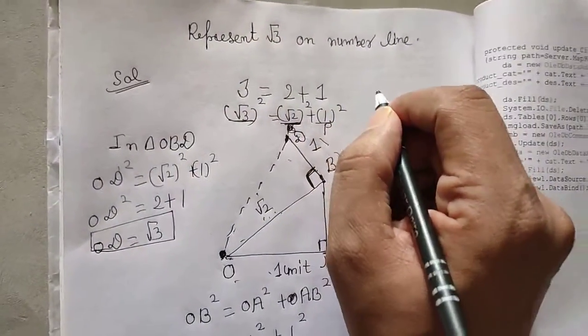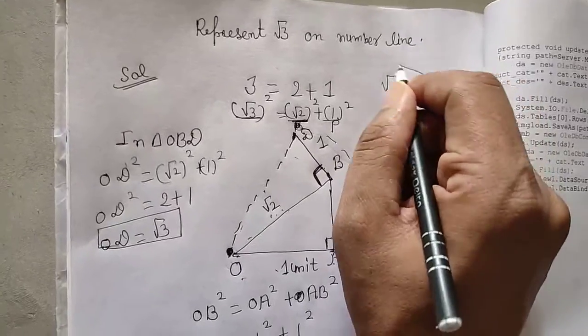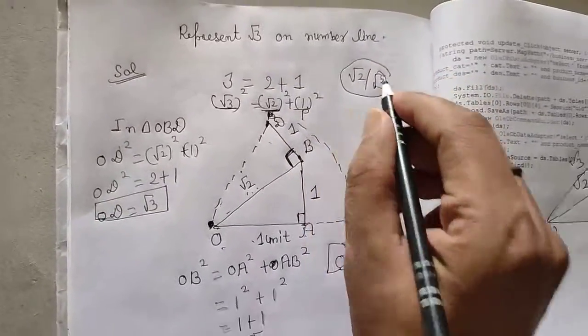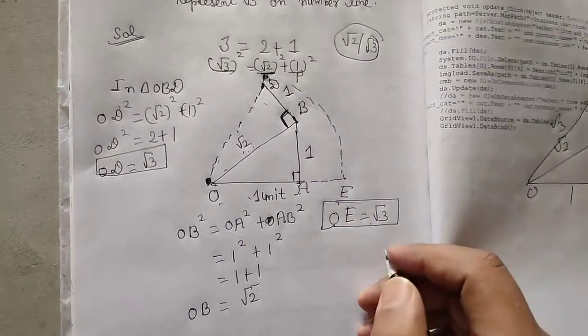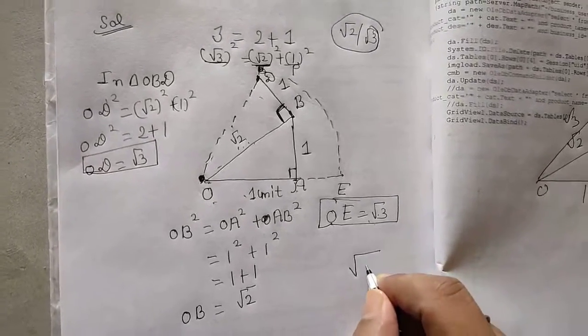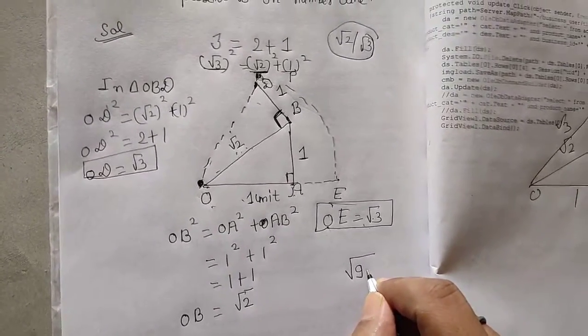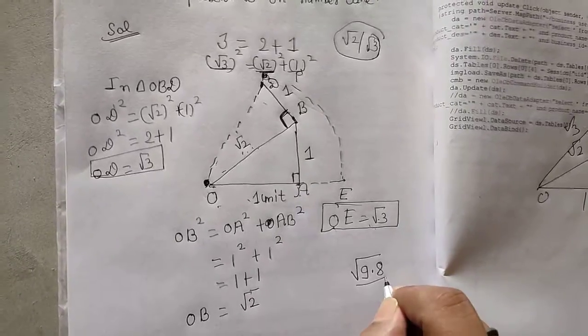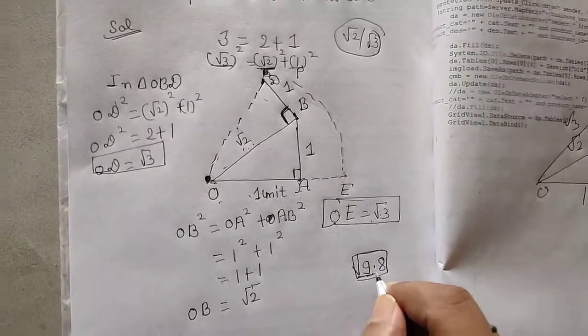So root 2 and root 3, these are the two most important topics of the first chapter. Tomorrow we will consider more examples, like under root 9.8. Now we will use a decimal quantity and see how to find it out.